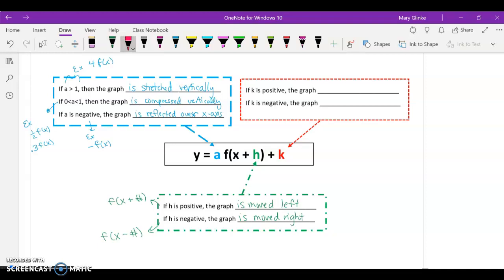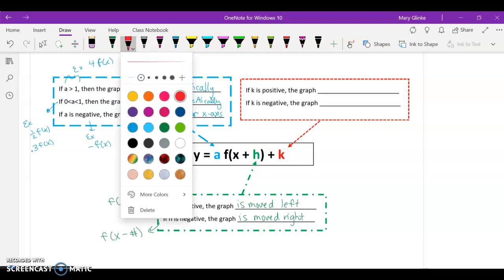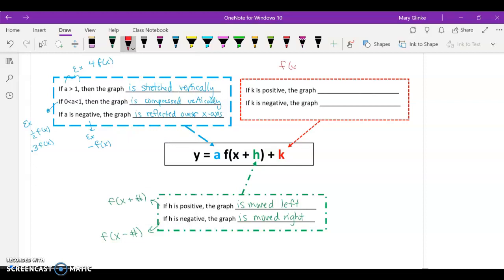For your k values, they are going to be moving your graph up and down. So if your k value is positive, so f of x plus some number, the graph is moved up. If k is negative, meaning you have f of x minus some number, the graph is moved down. So that's how your graph is moved all about with these linear transformations.